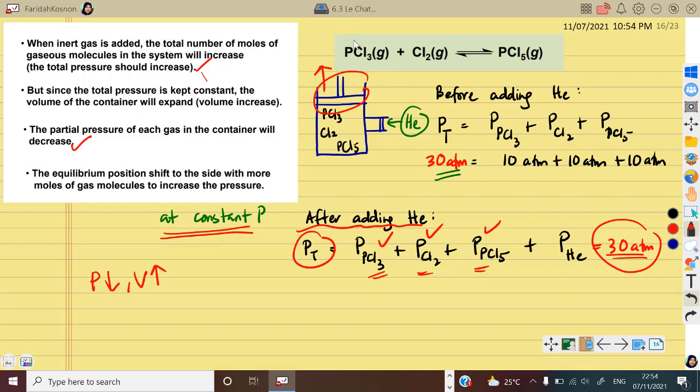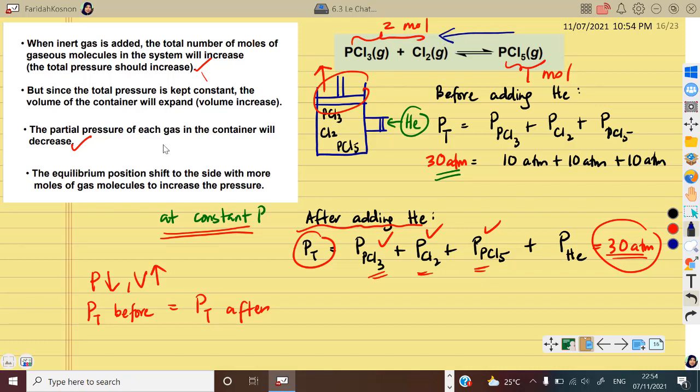Jadi kalau kita tengok kat sini, sini total 2 mol, sini total 1 mol. Jadi to ensure P total before, iaitu 30 tu, sama dengan P total after. Kan? Jadi apa yang berlaku? Equilibrium position akan shift to the side with more moles of gas. So in this case, dia akan favor to shift to the left dalam contoh inilah.